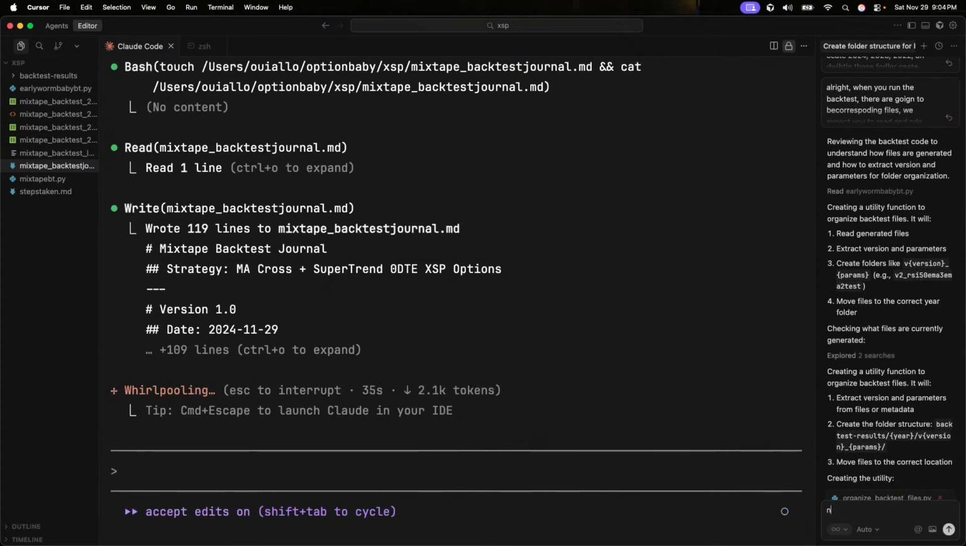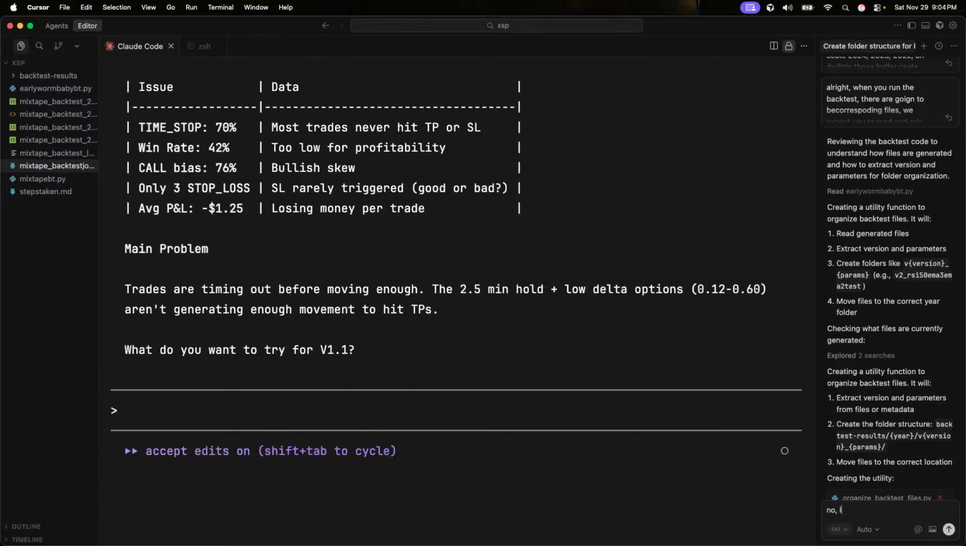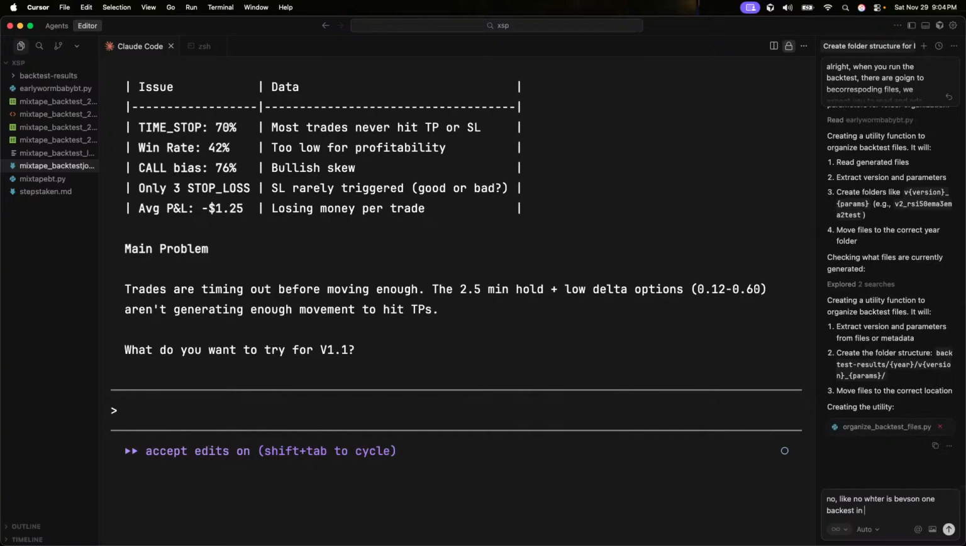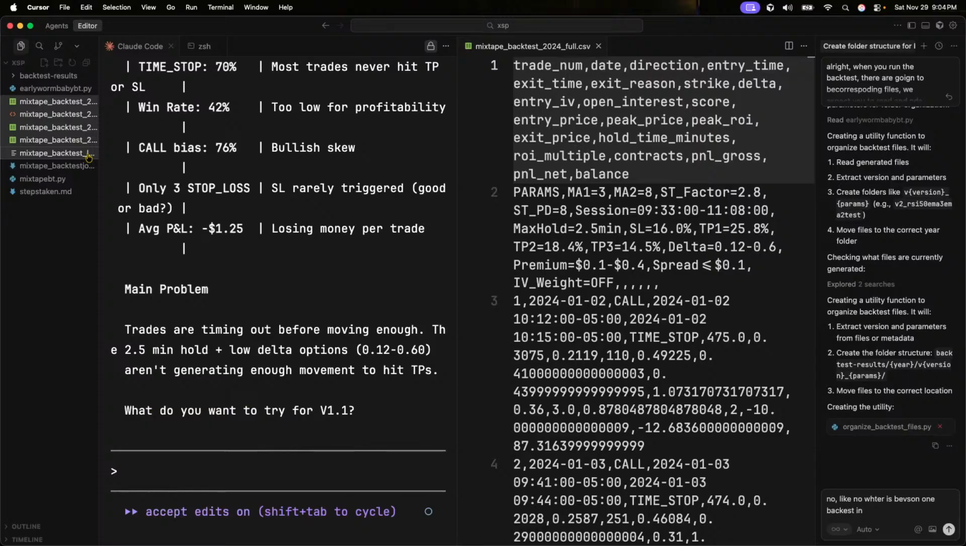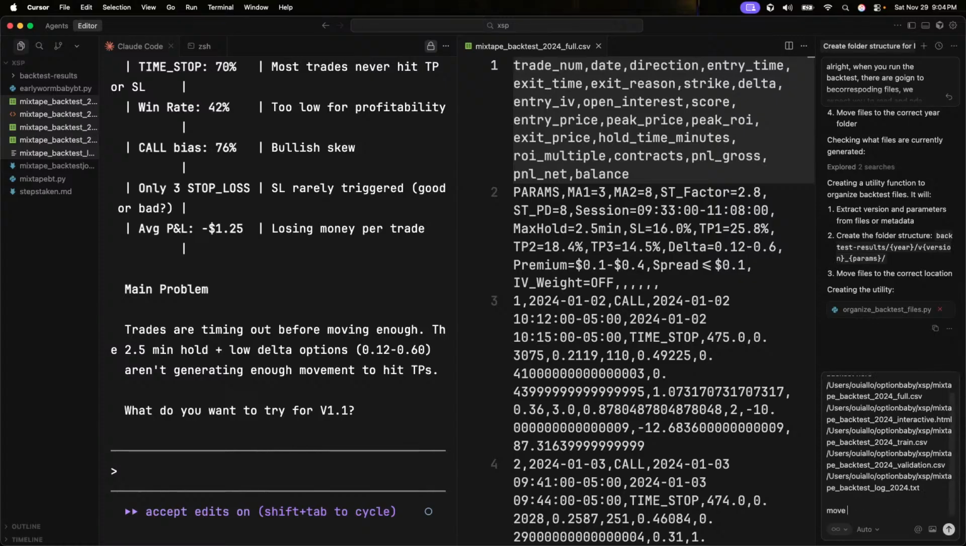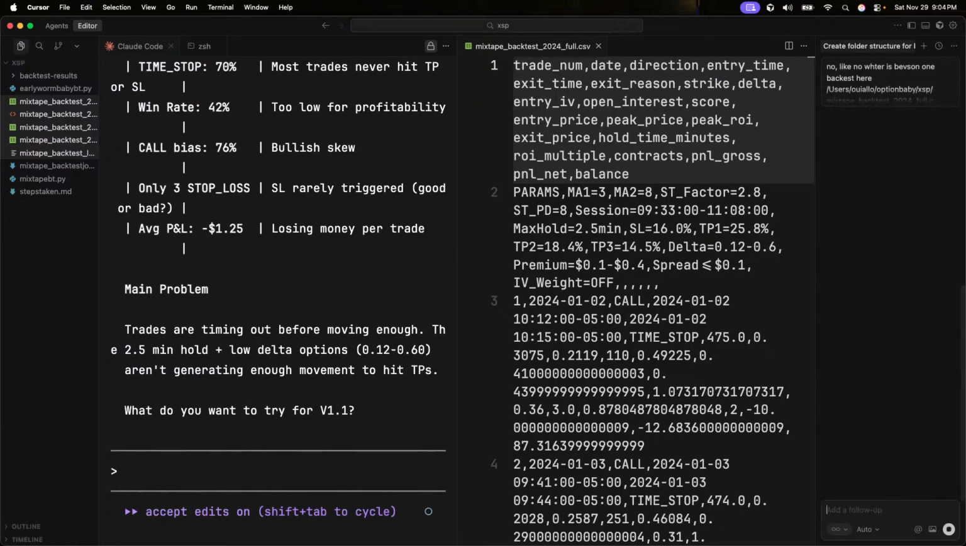No. We need, no. Like now, there is version 1 backtest in here. Move to 2024 V1 folder. Do not copy. We said move it.